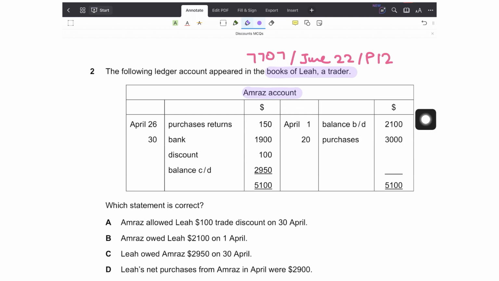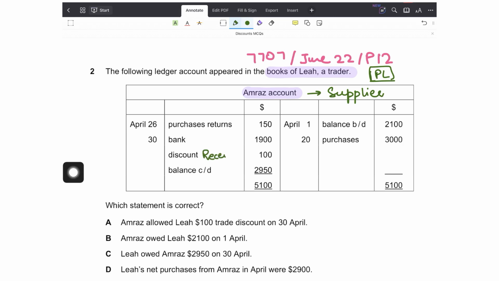Of course, Leah is purchasing from Amraz, right? So Amraz is a supplier of Leah, and his account is being maintained in the purchases ledger. As we can see, there are some purchases from this trader. There are purchases returns, then there's some payment from Leah to the trader, and she is also receiving discount as well.